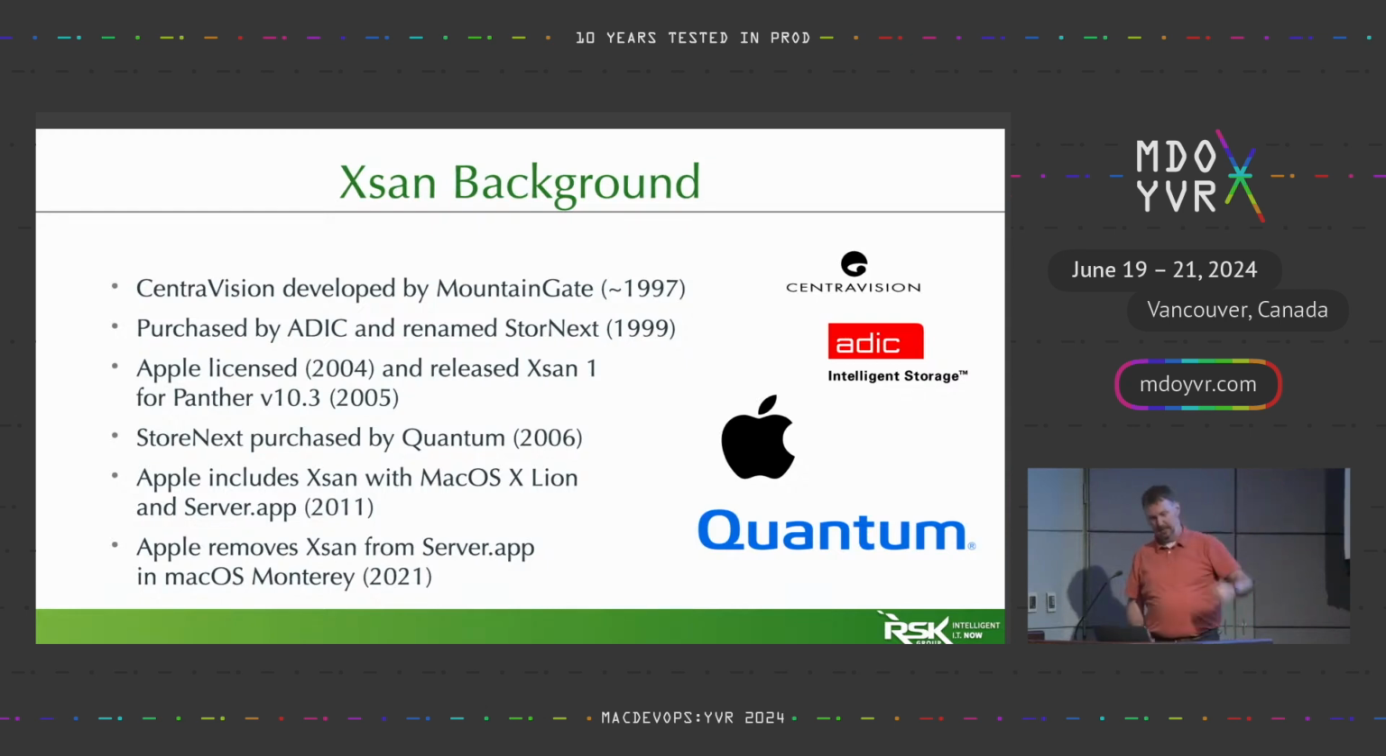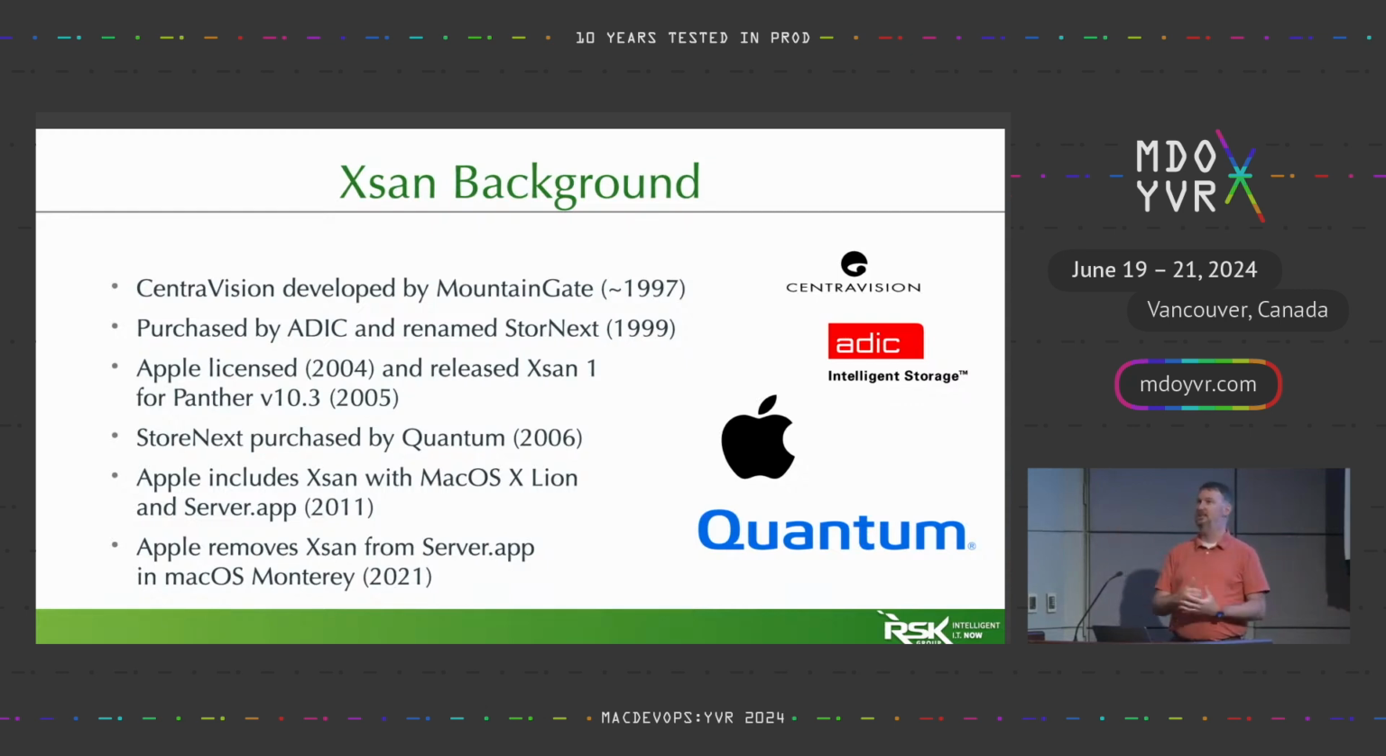They were purchased by Advanced Digital Information Corporation. They renamed the product to StoreNext. We'll see we have a lot of command line tools that are SN, whatever, StoreNext. Apple licensed this in 2004 and released Xsan 1 in 2005 for macOS Panther. This was a $1,000 per seat license at the time. It came on a CD with the little code on the back. You needed one for each server you were connecting, one for each client you were connecting. And then shortly after, Quantum bought StoreNext from Apple. Luckily for us, somehow the licensing kept working.